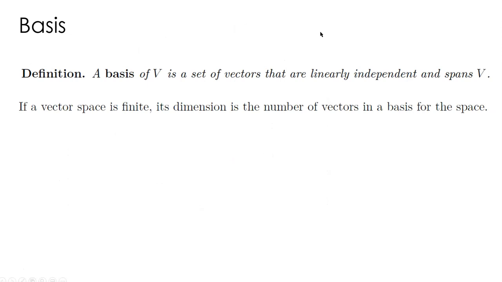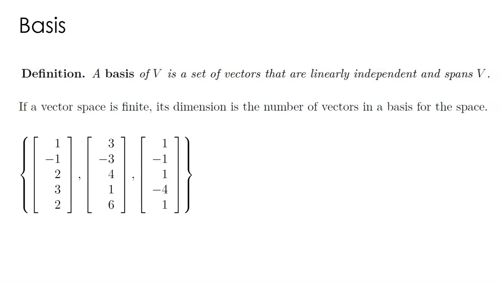A basis of V is a set of vectors that are linearly independent and spans V. If a vector space is finite, we say its dimension is the number of vectors in a basis for the space. I say a basis because there are infinitely many bases for any given space. It just depends on which ones you want to use.